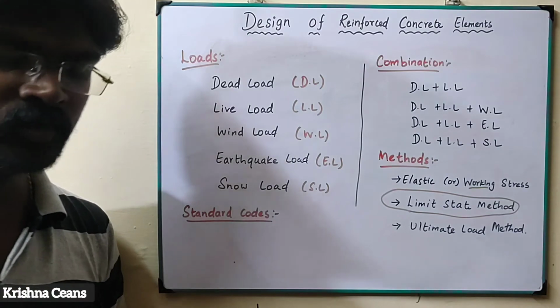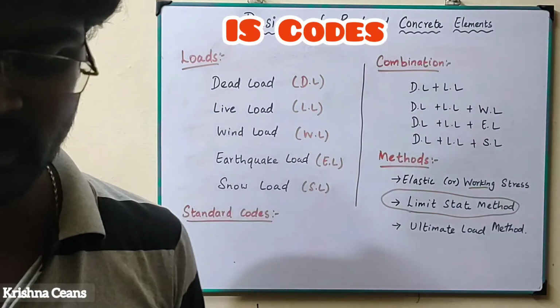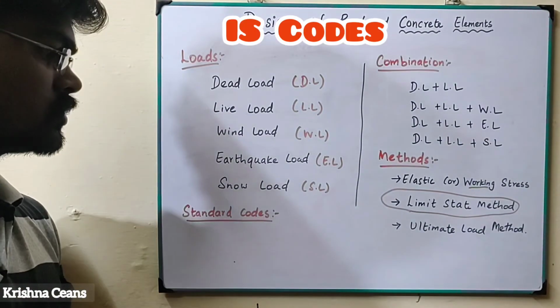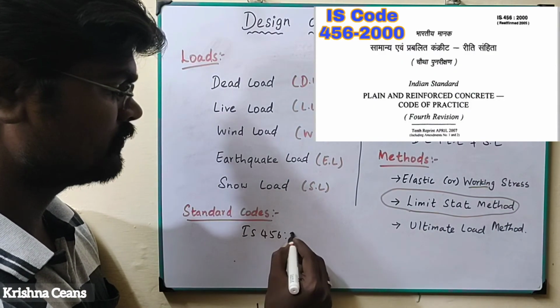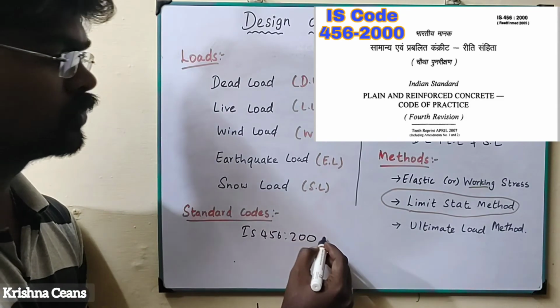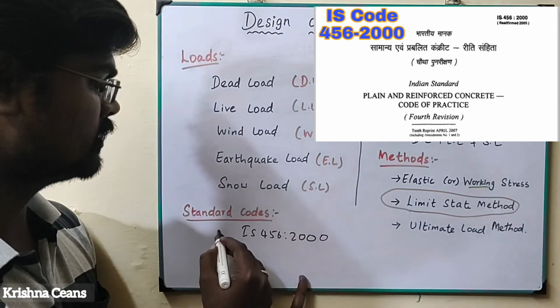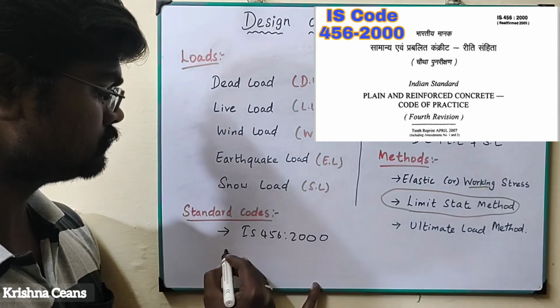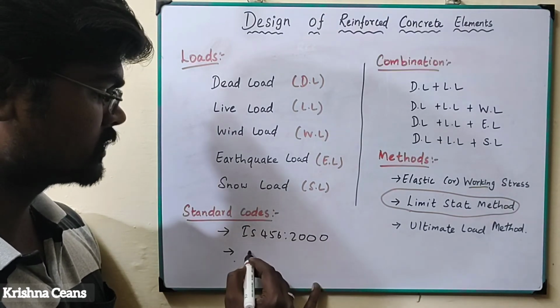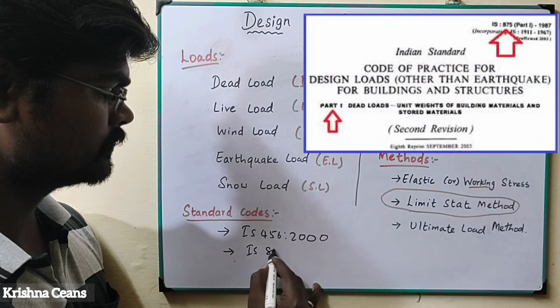What are the standard codes used for the design of elements? Number one is IS 456:2000, which we always use for the design of RCC concrete. The next one is IS 875.